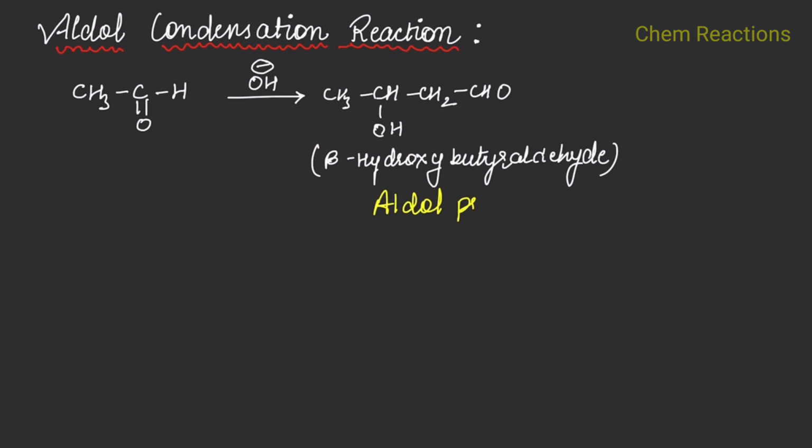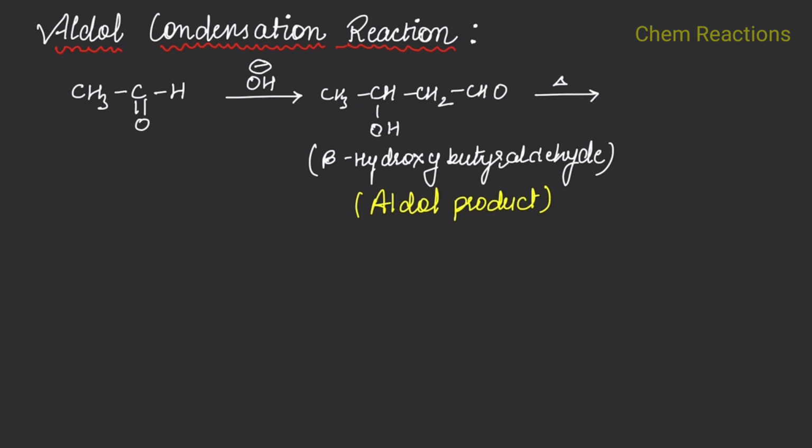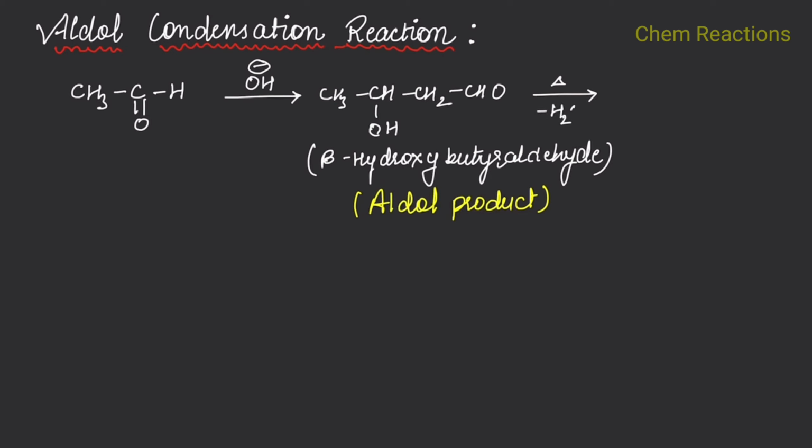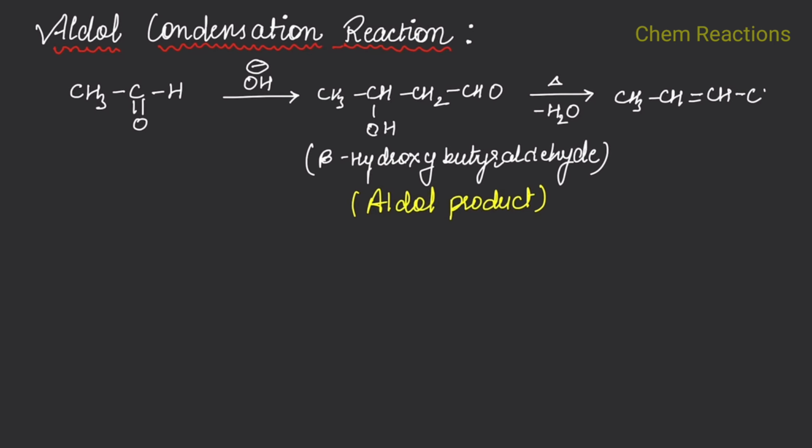But we have asked about the aldol condensation. If we say what is aldol condensation, that means you need heat there to eliminate a water molecule from this beta-hydroxy butyraldehyde. So after heating, we can remove a water molecule from this. Then a new product forms, and that product is nothing but your aldol condensation product.